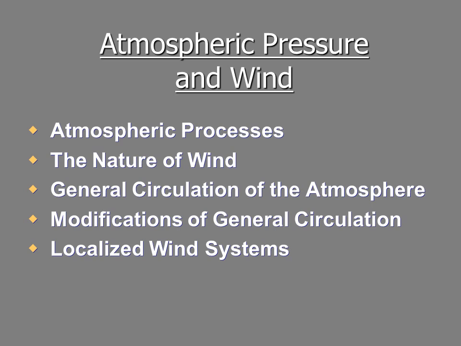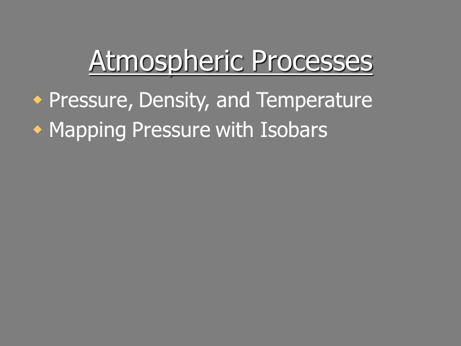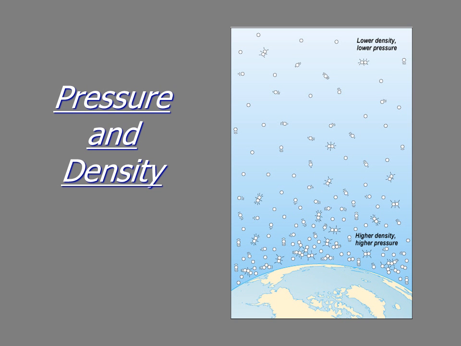So here's our game plan. We're going to talk about atmospheric processes, the nature of wind, the general circulation of the atmosphere, modifications of the general circulation, and localized wind systems. Specifically right now, we're talking about air pressure, density, and temperature, and mapping pressure with isobars.